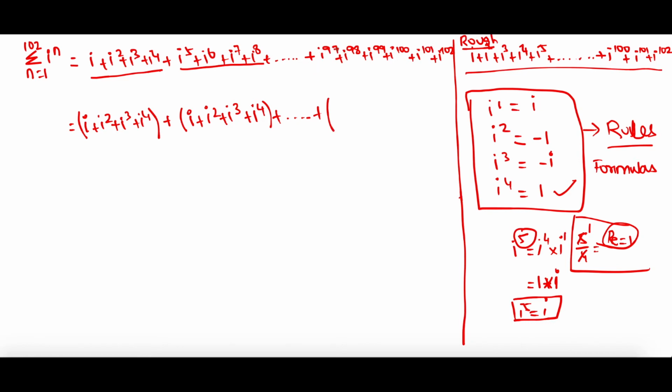96 will be divisible by 4, so we have the remainder 1. So I'm going to write it like i to the power 1, i to the power 2, i to the power 3, i to the power 4, plus what I have to do with the remaining two numbers. Can we divide 101 by 4? Yeah, we can divide 100, and we have got a remainder of 1, right? So we would write i to the power 1 plus i to the power 2, right?